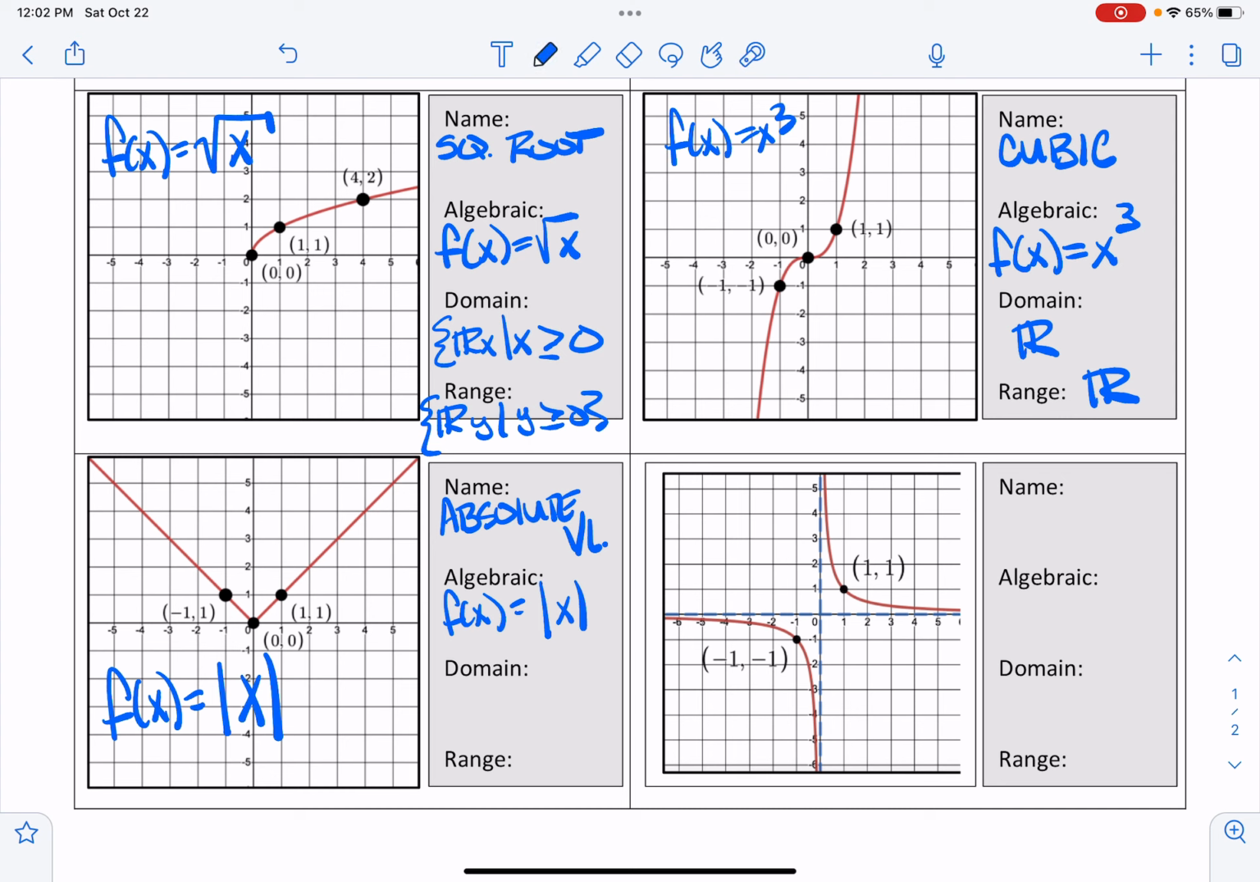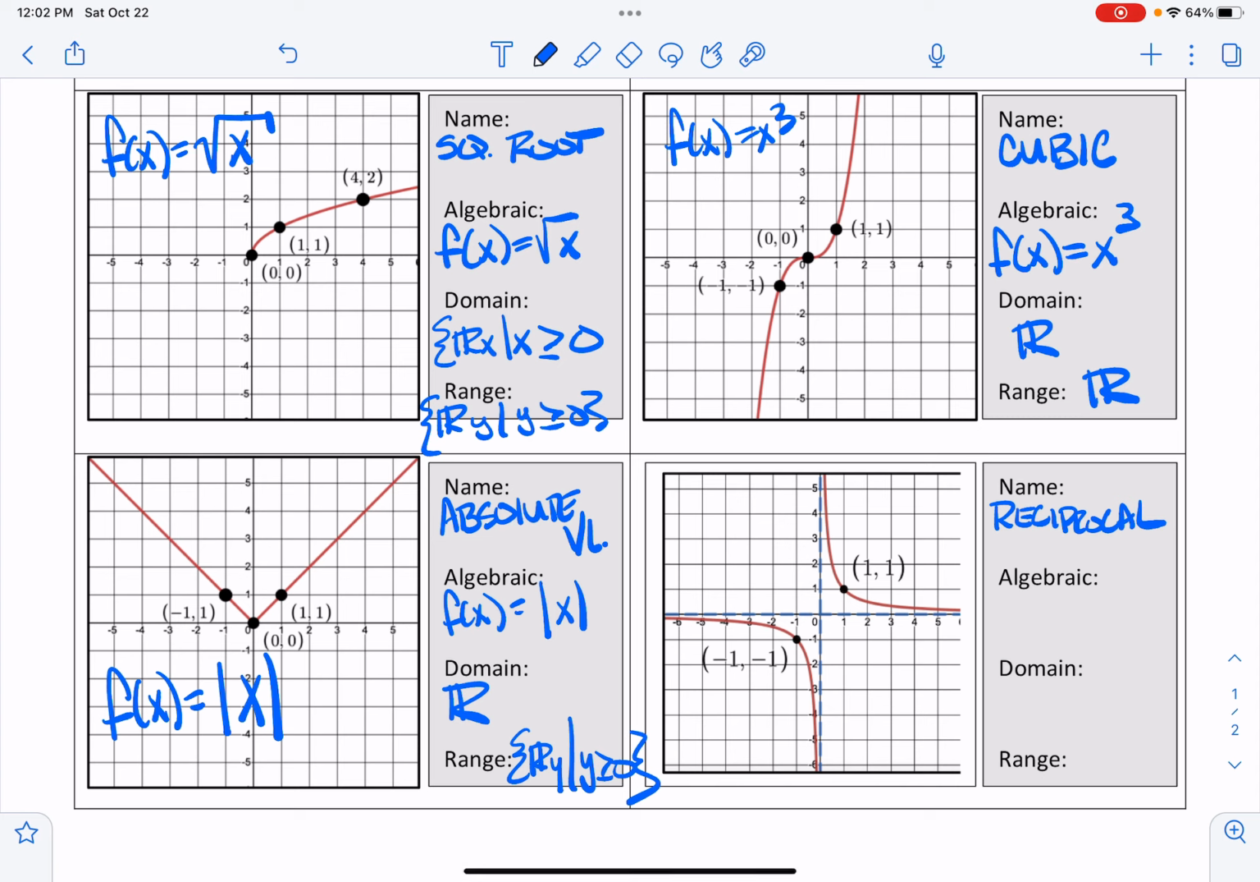The domain is all real numbers, but the range, as you can see, is only where y's are greater than or equal to 0. So we'll say the set of all real numbers y such that y's are greater than or equal to 0. All right. And then the last one. This one is a funky one, and this is called the reciprocal function.